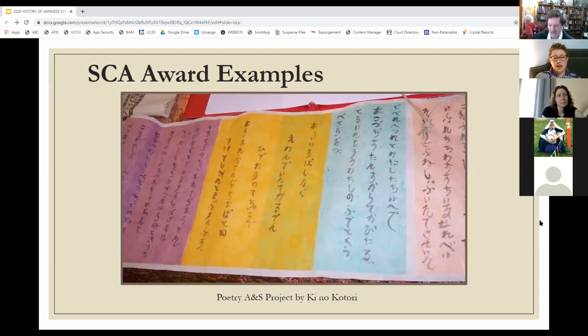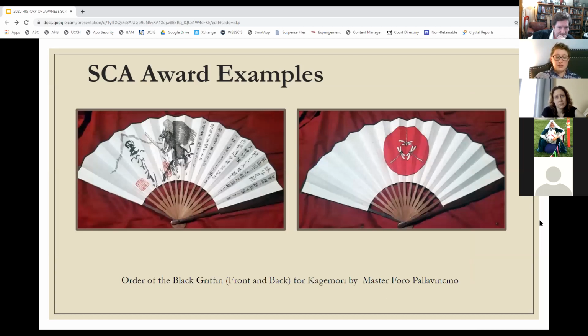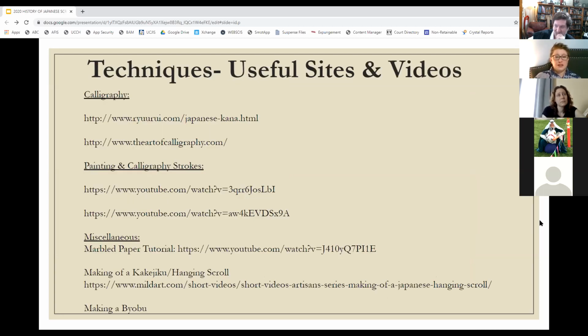This is a poetry ANS project by Kino Kotori. So she has done the piecing together of various colored paper. So I don't know if she's pieced together various poetry. Here is an Order of the Black Griffin, front and back, for Kagimori by Master Foro Pallavicino. And this is what she came for.